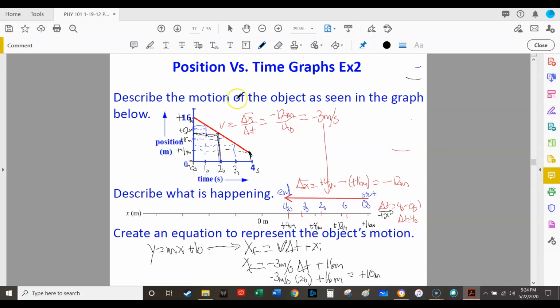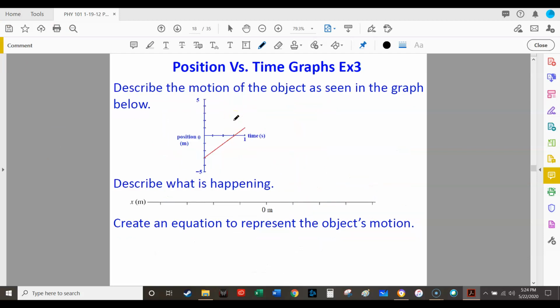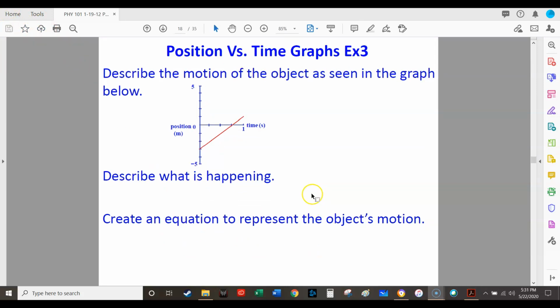Interesting. Let's try another one. Go ahead and look at this graph, and I want you to interpret what is happening with this graph, okay? And I want you to try to fill out this number line, and see how you do. Also create an equation. So now that you've had a chance to work on this, sorry about that, I had to break off and repost the little number line for you guys.